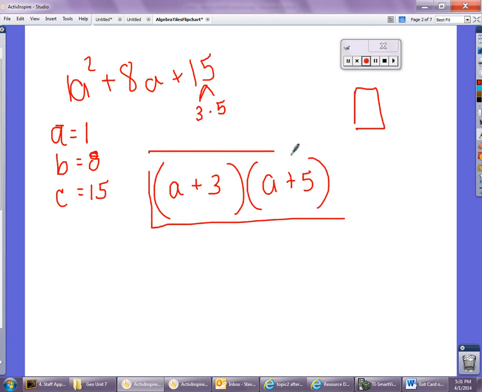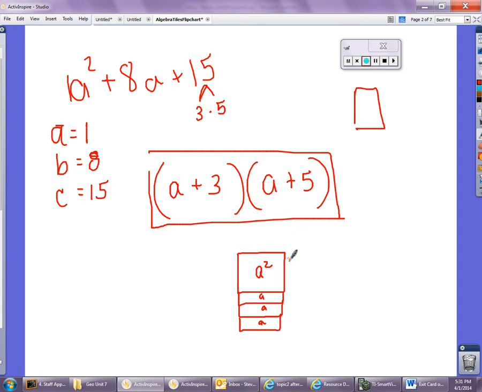And I promise you, if you multiply these two together, you will end up with a squared plus 8a plus 15. Which, by the way, if you think about what this would look like, I have my a squared, and then I know that there's going to be 3 on this side. So I put my a, my a, my a. Here's the 1, 2, and 3. So here's a plus 3.